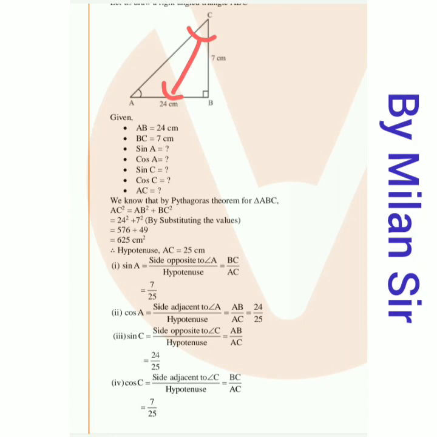Then same way cos C. Now for cos, formula is adjacent side upon hypotenuse, so side adjacent to C is BC, upon hypotenuse it's AC. Now put the values of BC and AC, it's 7 upon 25. Okay, so with sine, cos, tan, all the trigonometric ratios, some reference angle is given. We need to take our opposite side and adjacent side according to that angle. Okay.